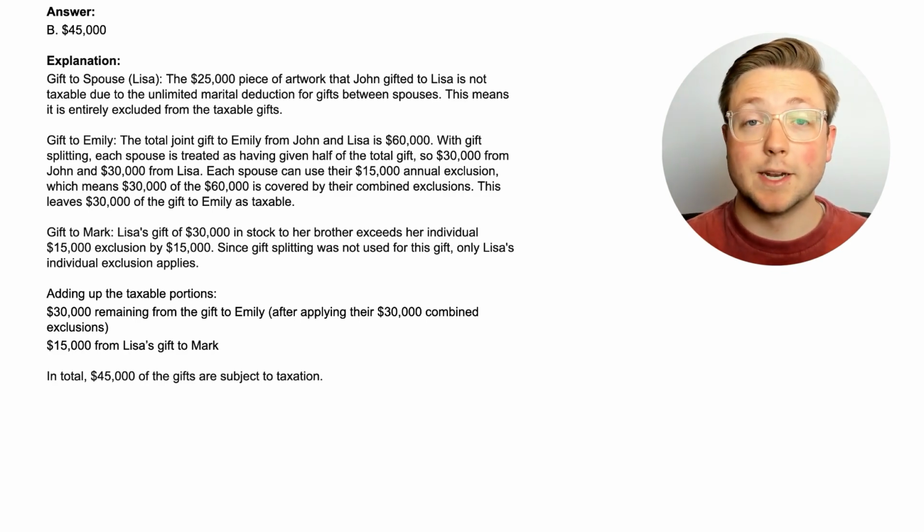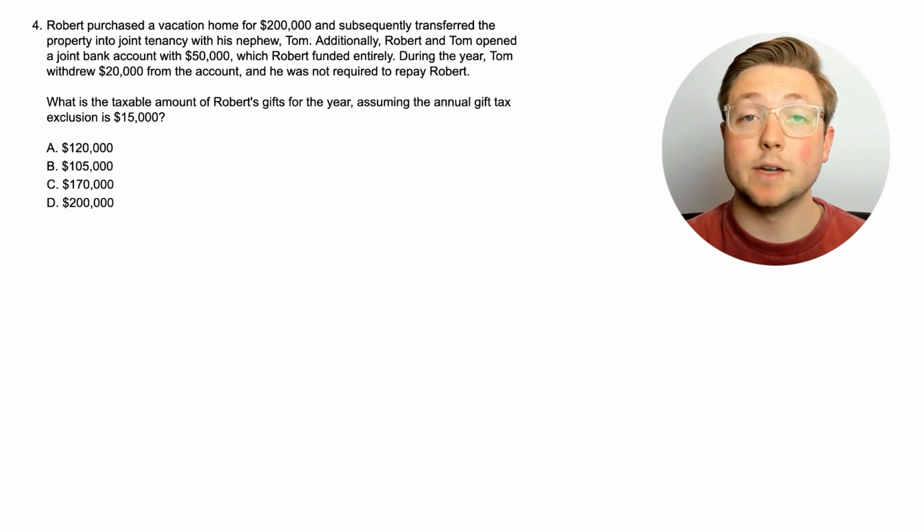All right, let's go ahead and go to the next question. Okay, here is question 4. Robert purchased a vacation home for $200,000 and subsequently transferred the property into joint tenancy with his nephew Tom. Additionally, Robert and Tom opened a joint bank account with $50,000, which Robert funded entirely. During the year, Tom withdrew $20,000 from the account, and he was not required to repay Robert. What is the taxable amount of Robert's gifts for the year? Again, assuming the annual gift tax exclusion is $15,000.